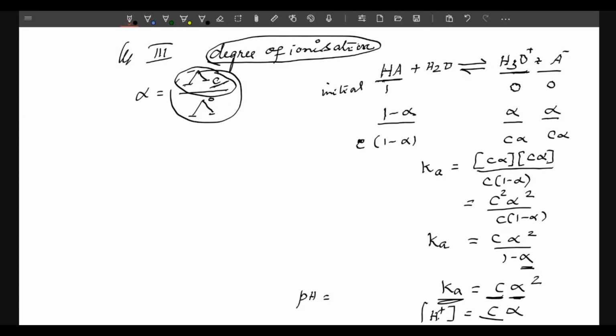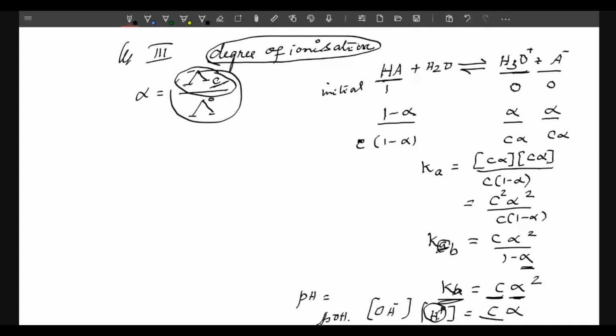And the same thing can be extended to the base. In such cases, instead of Ka, you have to put Kb. Here, instead of H plus, you put the OH minus. OH minus is equal to C alpha. Knowing the OH concentration, you can calculate pOH. Knowing pOH, you can calculate pH.